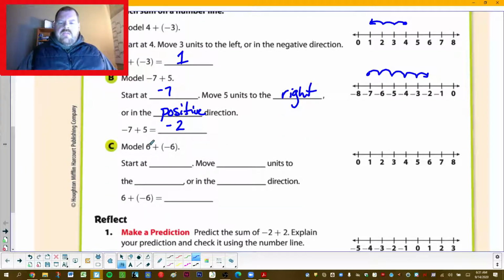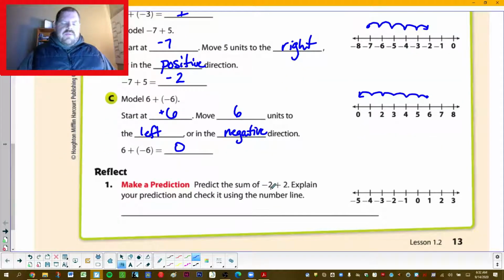And then if I look at 6 plus negative 6, I'm going to start at positive 6. I could write positive 6 there. And then I'm going to move 6 units to the left, which is the negative direction. So if I start at 6 and move 6 units, 4, 5, 6, I'm going to end up at 0.